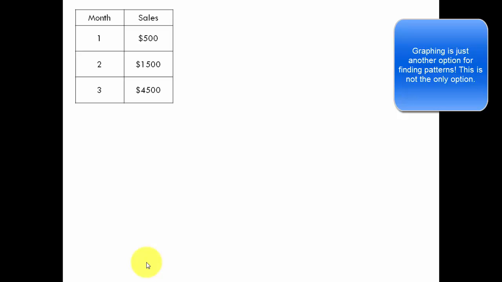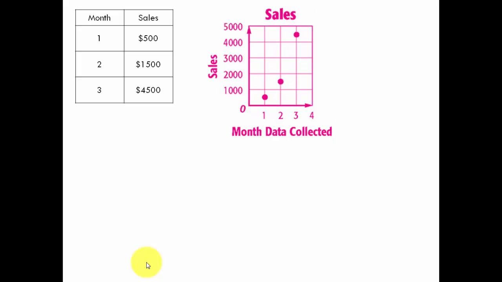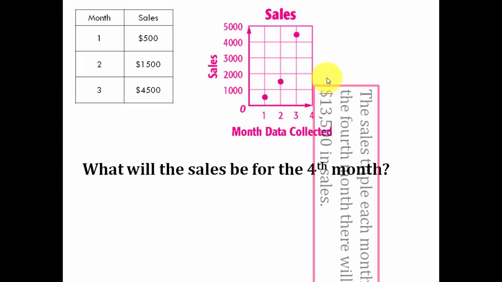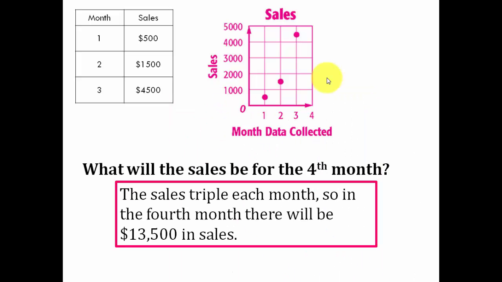So here's our example. We have our table. We're going to make a graph based on that table, and we can see the upward trend. And then we're going to guess what the next month's sales is. Well, if you notice, the numbers are being multiplied by 3 every time, and we can see they're going up exponentially. So what we're going to do is multiply that by 3, or you could try drawing a curve through these points and see where it crossed the 4. And we would get that the sales for the 4th month would be 13,500 because the sales are tripling.